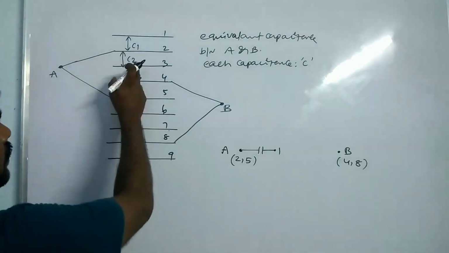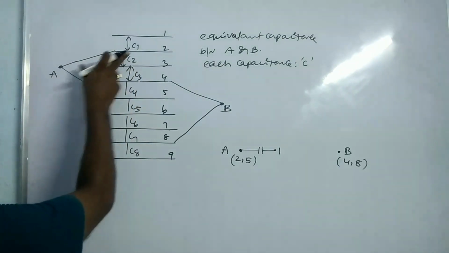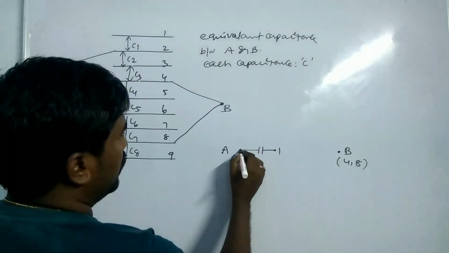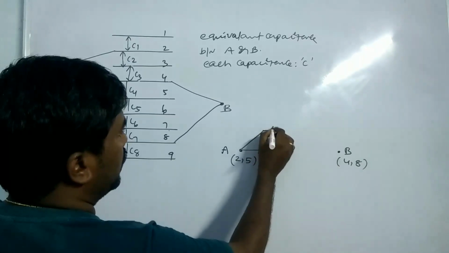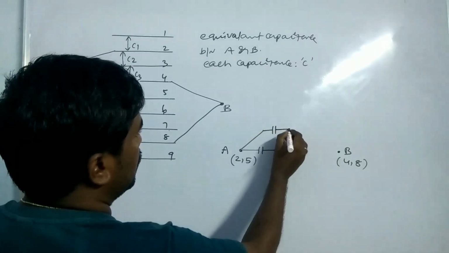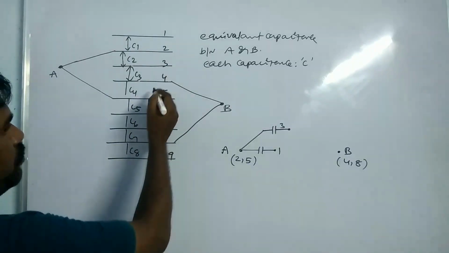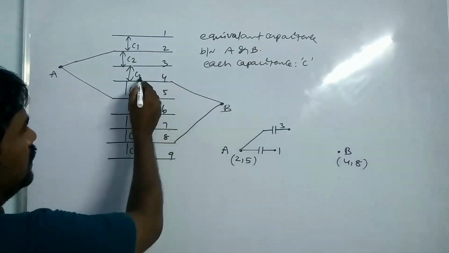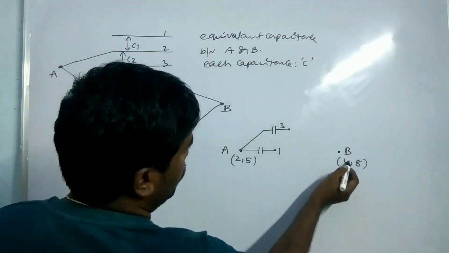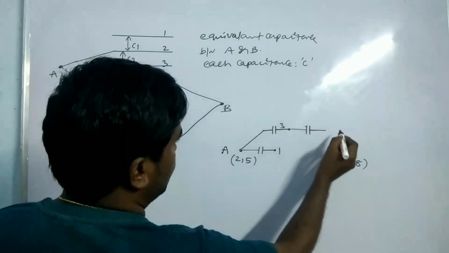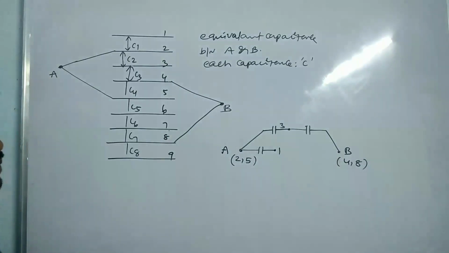Okay, and coming to the second capacitor. The second capacitor is between 2 and 3. This is 2, there is no 3, so let there be a point 3. This is the capacitor 3. Between 3 and 4 there is a capacitor. This is the 4, and here there is a capacitor connected.